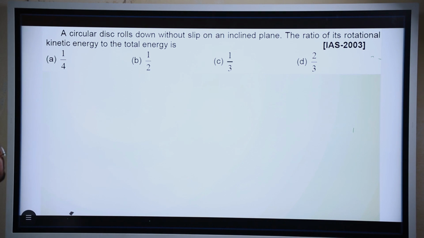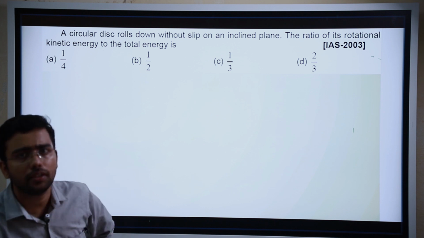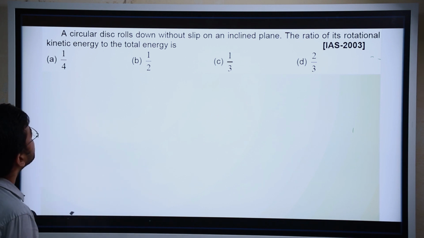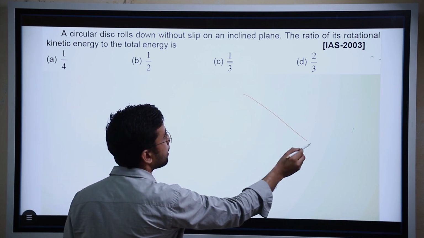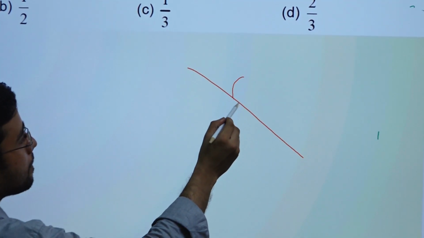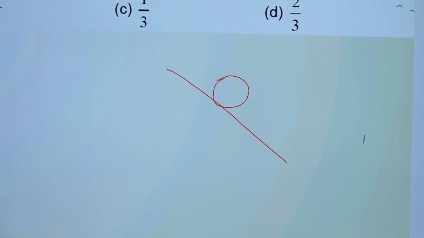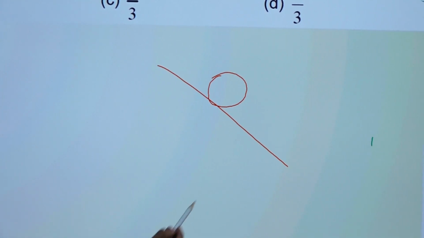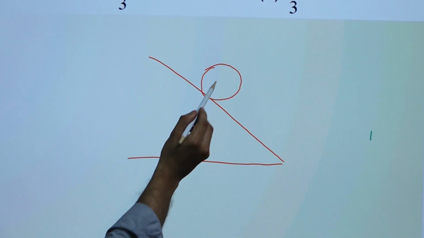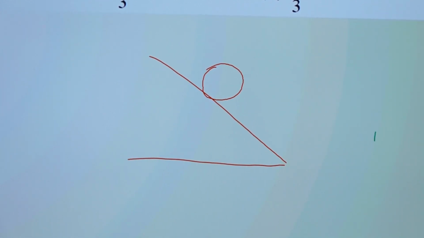A circular disc rolls down without slip on an inclined plane. The ratio of its rotational kinetic energy to the total energy is. So just now we have found out what is rotational kinetic energy, right? But first we have to make the diagram. So we are having this inclined plane, it is the disc, it is rolling down.